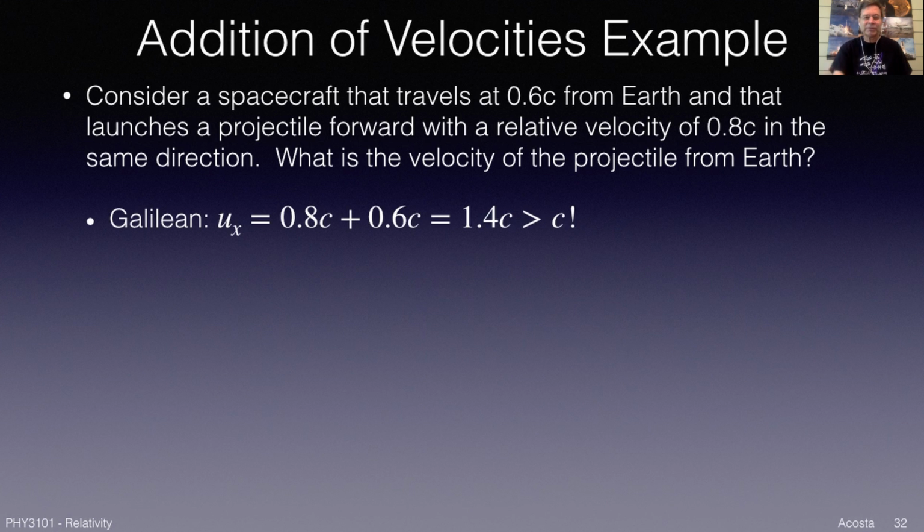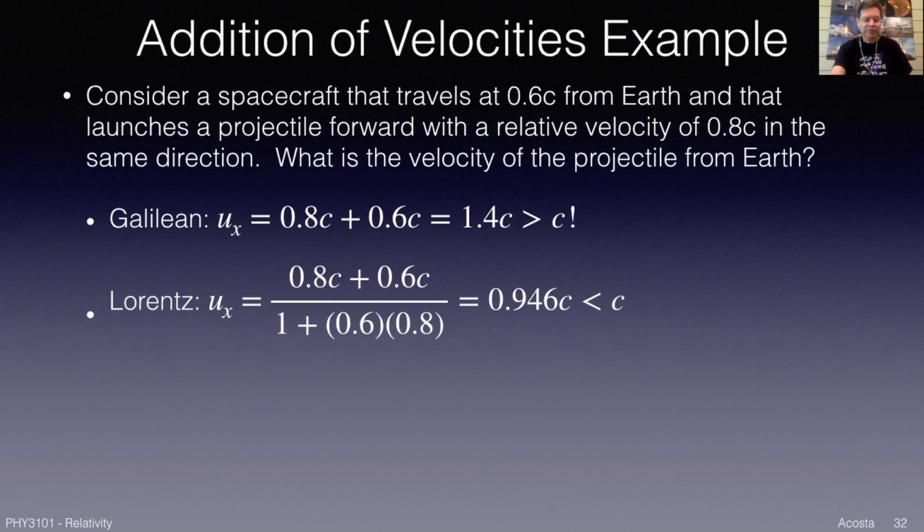All right, let's consider a Galilean transformation. What would we get? Well, the spacecraft was traveling at 0.6 c. It threw forward another object with a relative velocity of 0.8 c. So relative to the Earth, it would be 0.6 c plus 0.8 c, which would give me 1.4 times the speed of light, which is obviously larger than the speed of light, right? Because the velocity is just added, as we learned at the very beginning of this unit.